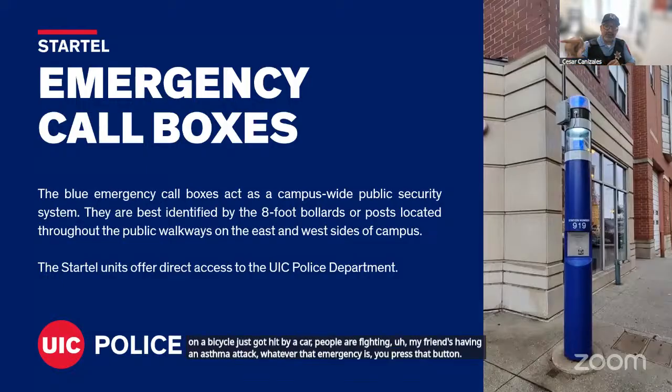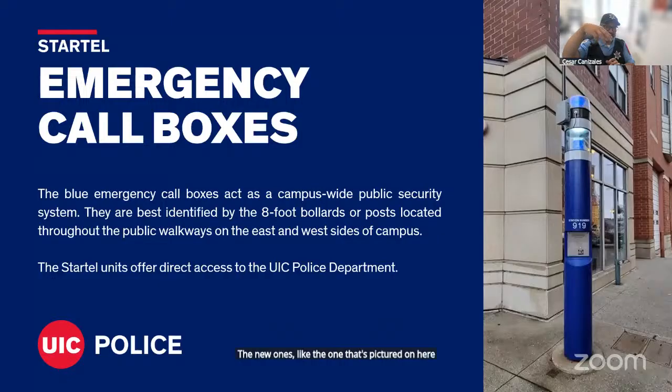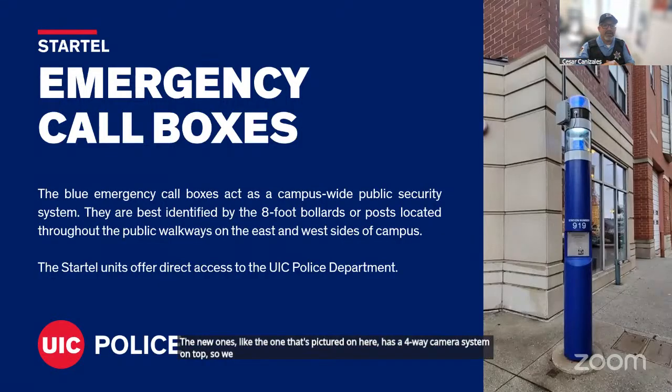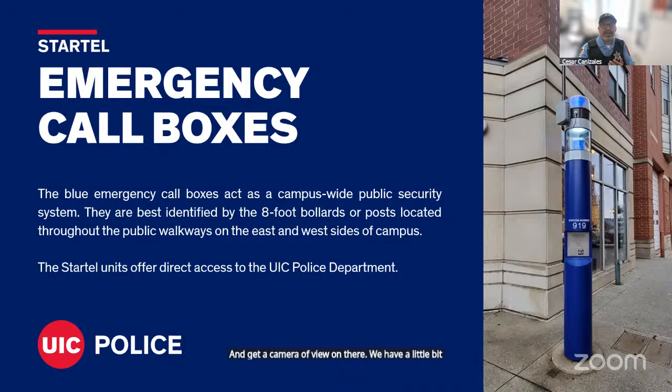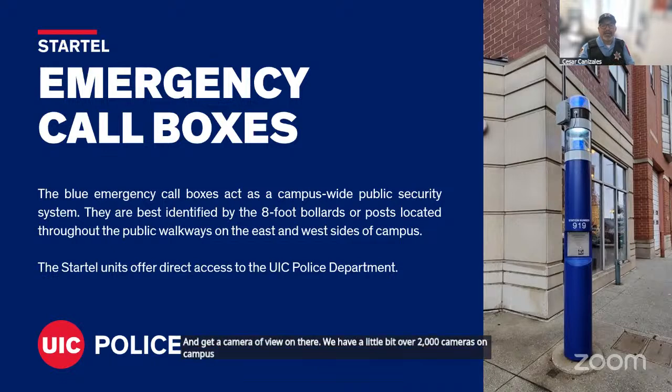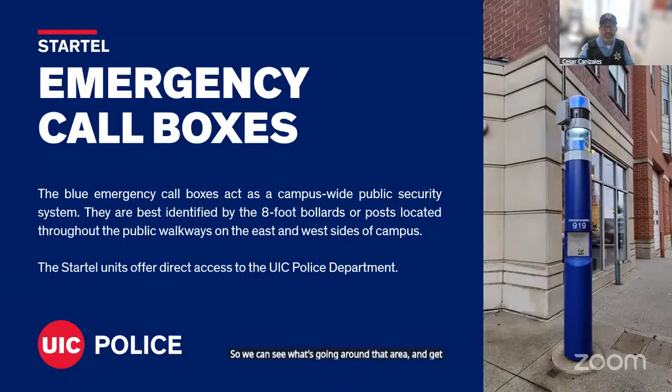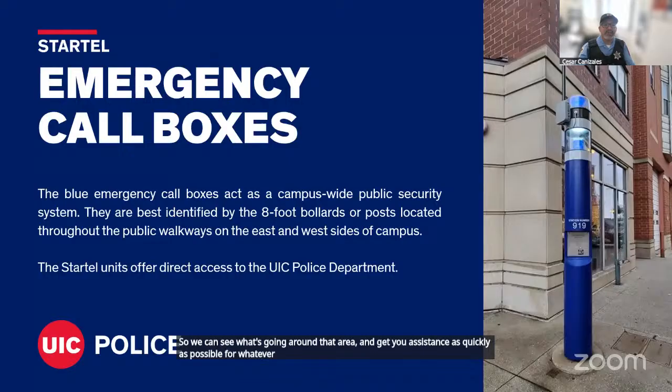The new ones, like the one that's pictured on here, have a 4-way camera system on top, so we can see everything that's going on around the area. The ones that don't have a camera system, we are still able to try and figure out where you might be and get a view on there. We have a little bit over 2,000 cameras on campus, both indoors and outdoors, so we can see what's going on around that area and get you assistance as quickly as possible for whatever emergency you might be going through.